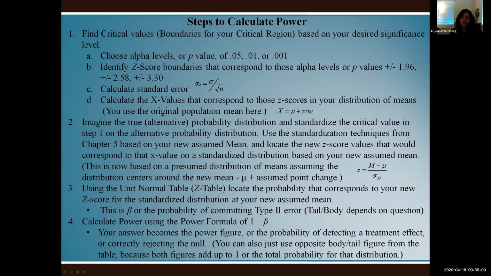But it starts with choosing your alpha level. We're gonna use 0.05 in most cases. Then you're gonna look at the Z boundaries that correspond to those. You're gonna calculate the standard error for those Z boundaries. And then you're going to look at what are the X values that correspond to those Z scores, right? And those are going to kind of set your boundaries. And so it becomes this convoluted process, right?